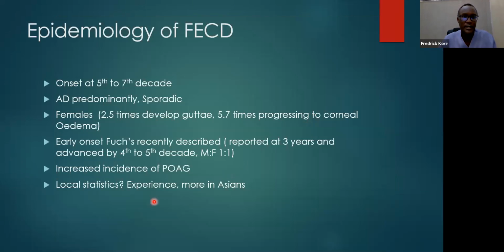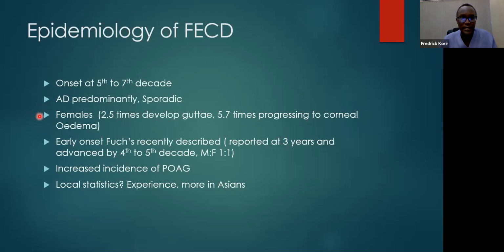So what is the epidemiology? Most patients with Fuchs endothelial dystrophy develop symptoms from the age of 40 to 60. That's when the onset is, so the 5th to 7th decade. It is predominantly autosomal dominant, or it can occur sporadically. Females are much more affected: 2 to 5 times they develop guttae, and 5 to 7 times they progress to corneal edema. So the female patients have much more progression, so they tend to present more.